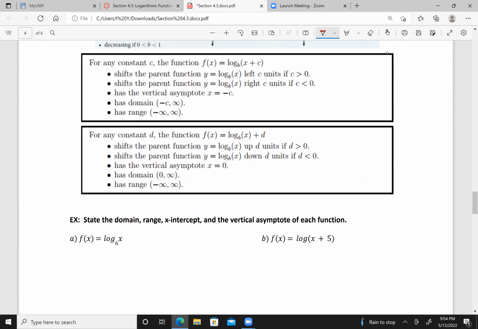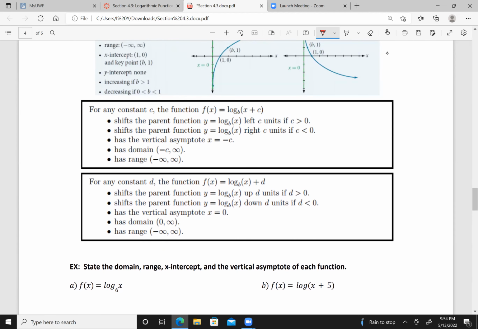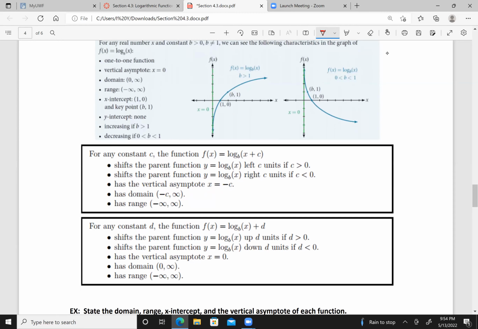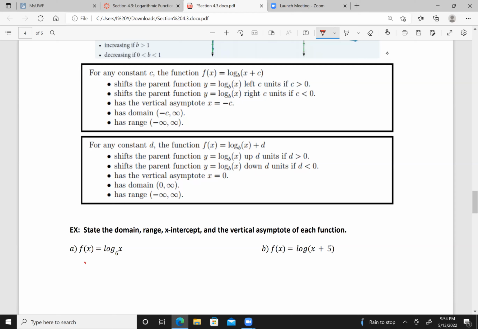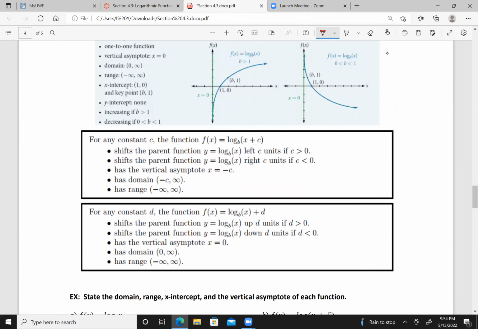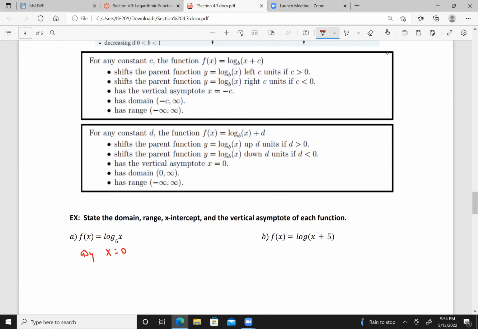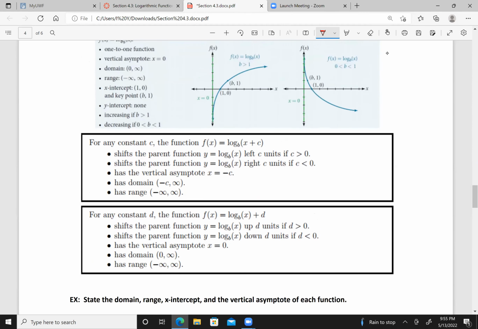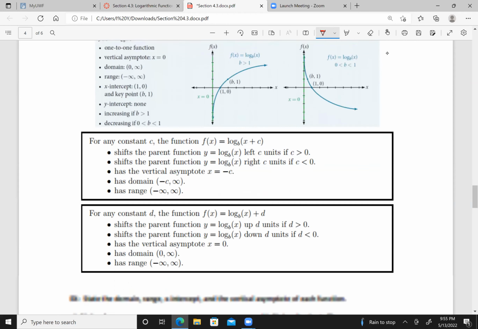So we're starting off with the very basic function. We have a vertical asymptote, x equals 0. We have a domain, 0 to infinity. We have a range, negative infinity to infinity. Our x-intercept is 1, 0.